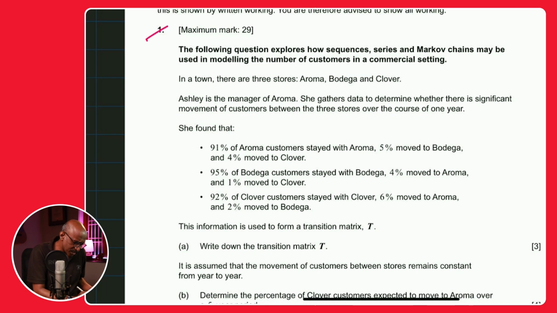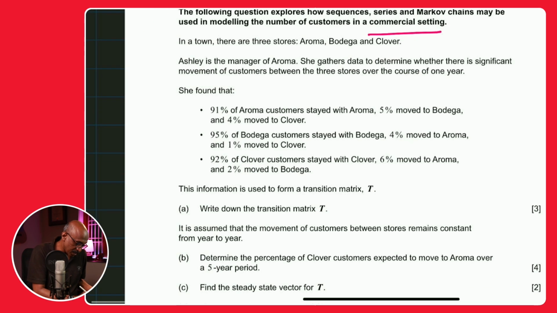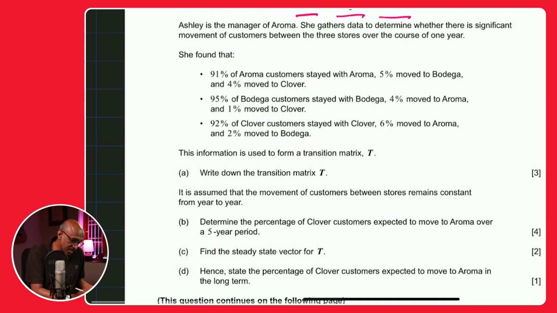It says the following question explores how sequences, series, and Markov chains may be used in modeling the number of customers in a commercial setting. That's great. In a town, there are 3 stores: Aroma, Bodega, Clover. Okay, Aroma, Bodega, and Clover. Ashley is the manager of Aroma. She gathers data to determine whether there is significant movement of customers between the 3 stores over the course of 1 year.